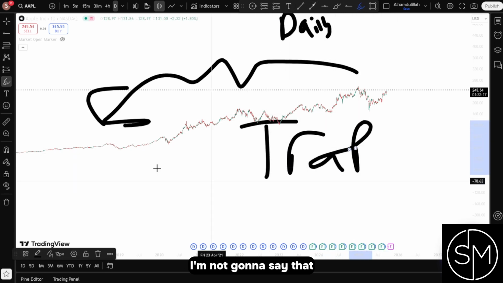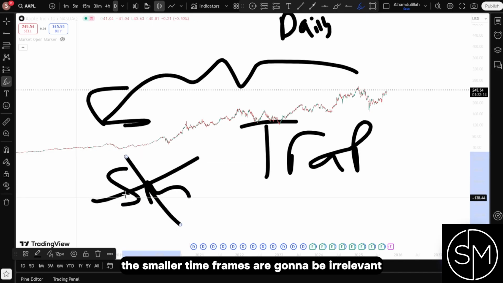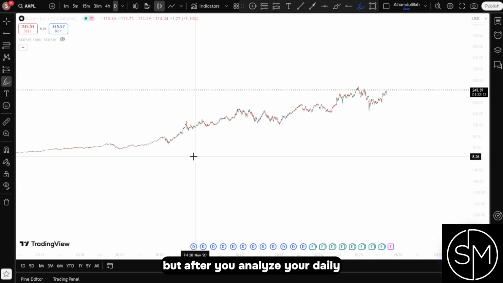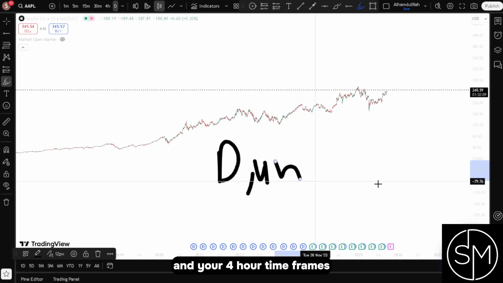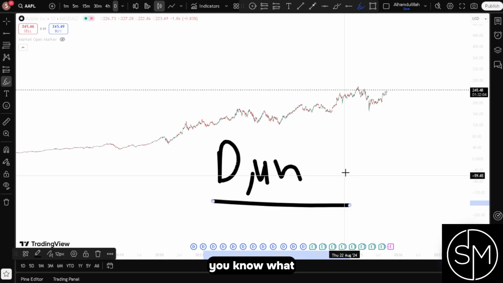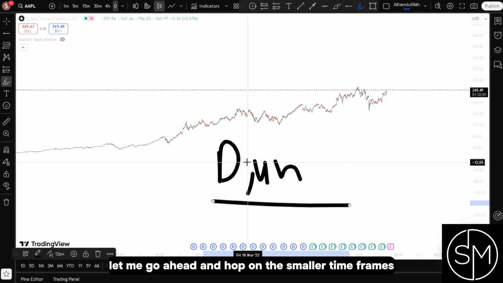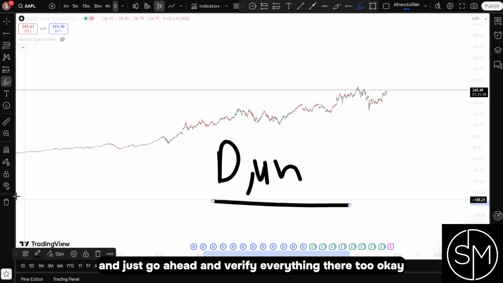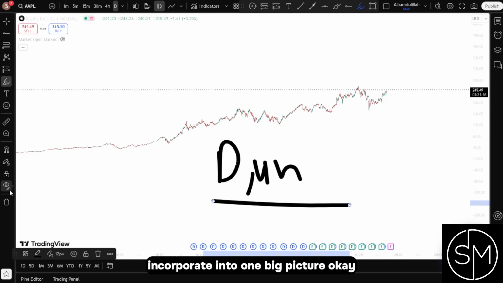I'm not going to say that the smaller time frames are irrelevant. I won't say that. But after you analyze your daily and your 4-hour time frames and find the trade that you want, then you can hop on the smaller time frames and verify everything there too. That's going to help everything incorporate into one big picture, help all of our trades work within a linear sense, and make sure that the information we see on one chart relates to the information we see on the other chart.